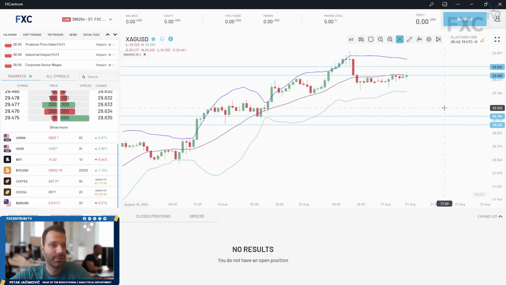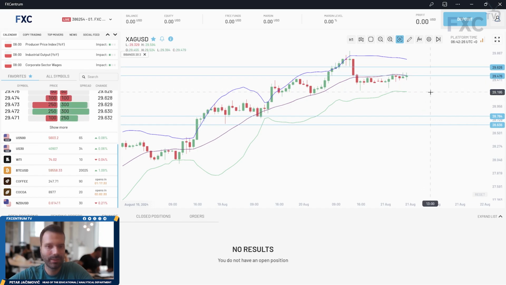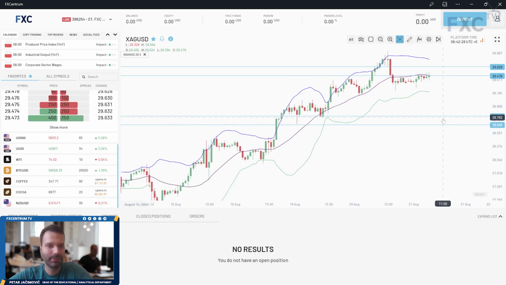We can see a similar situation on silver, a sideways environment on the hourly time frame. An eventual break of the 29.20 can be a sign for a drop towards 28.75 or 28.19 mark.